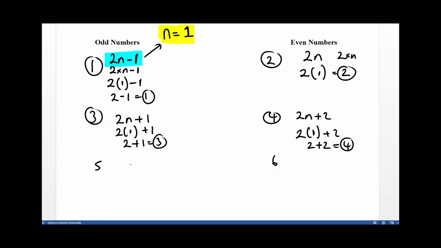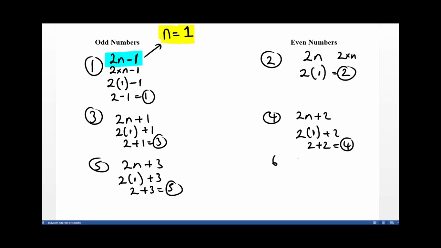Let's do 5. We're getting a pattern now. That's going to be 2n plus 3, because our previous number, 4, was 2n plus 2. We're just adding another digit on. Open brackets, replace that with 1. We're getting the 1 from here, because we've made that assumption that n is equal to 1. Okay? 2 times 1 is 2, plus 3 is 5.